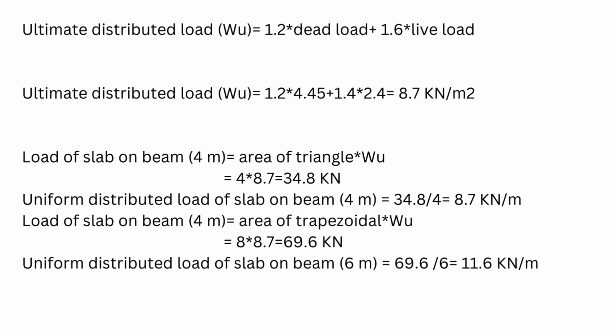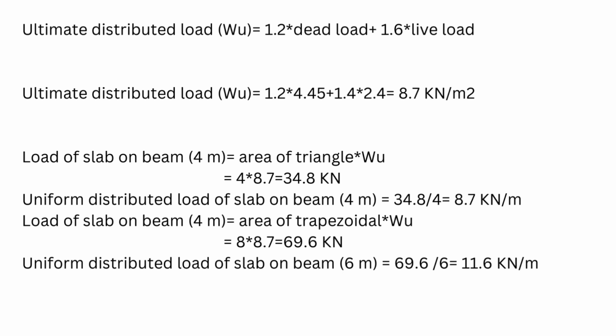In this example, we use different load factors and then use load combination to calculate ultimate distributed load on the slab. After that, the ultimate distributed load is transferred to the beams. Ultimate distributed load equals 1.2 times dead load plus 1.6 times live load. Ultimate distributed load equals 1.2 times 4.45 plus 1.4 times 2.4 equals 8.7 kN per square meter.